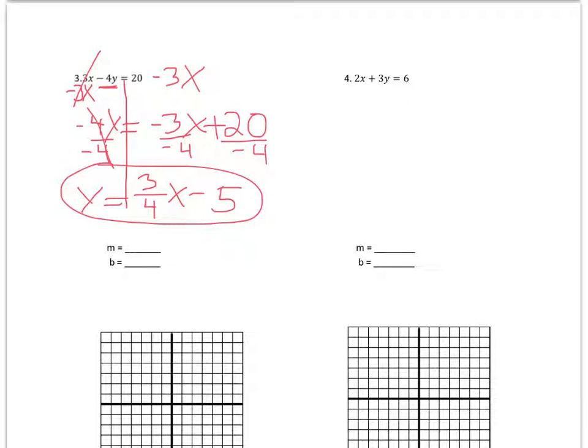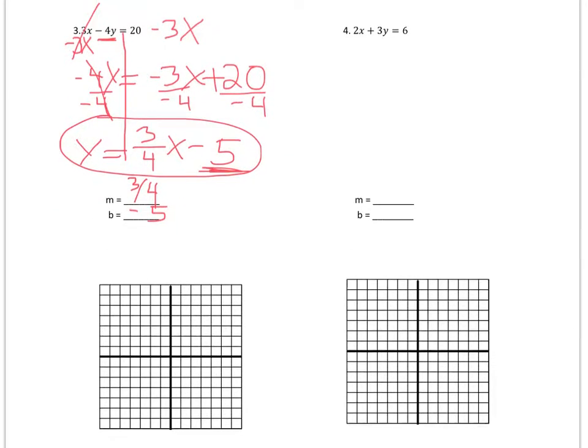Alright, now you're pretty much home free. 3/4, that's the slope. So let's put 3/4. And then the b is this. Don't forget the negative before it. The b is negative 5. So we have everything we need. Graphing it should be a slam dunk.